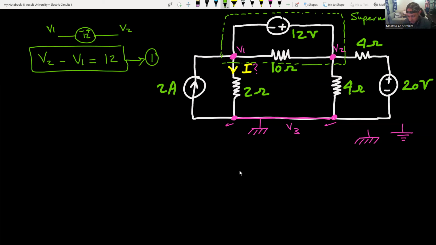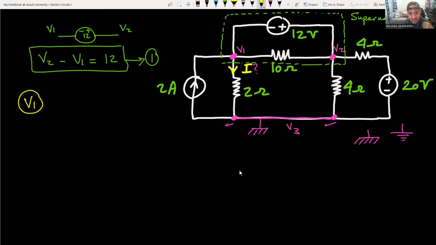Okay? That's it. We will not go back to this super node again. We got what we need, this equation. Then we're going to continue our node voltage method as usual. As usual means we pick the nodes remaining after assigning the ground and just write the equation at this node. So let's start with V1.